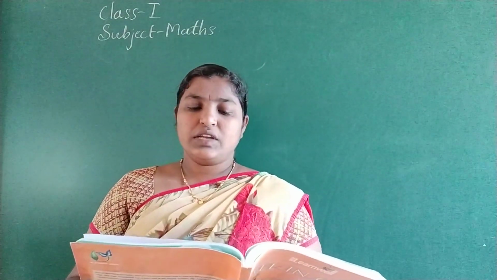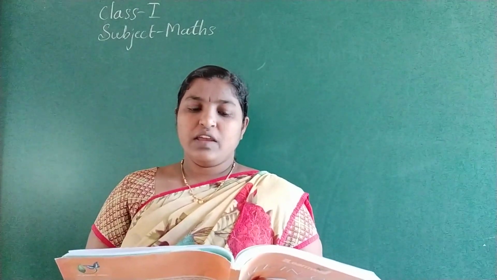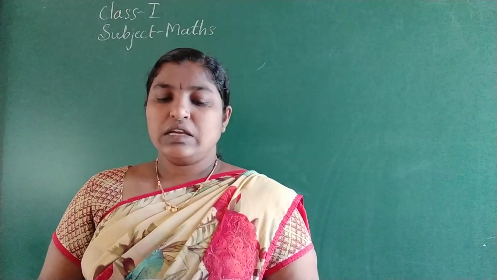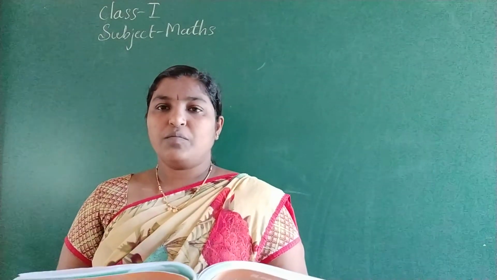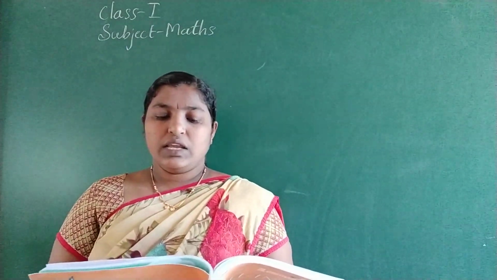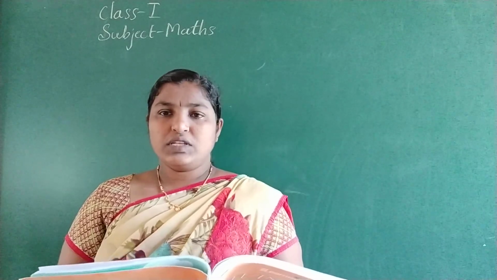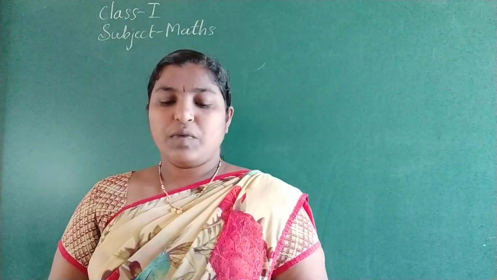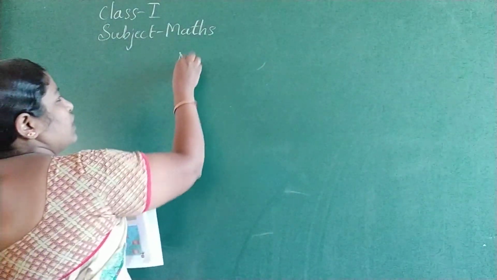5 can be written as the sum of two numbers, that is 0 plus 5 or 1 plus 4 or 2 plus 3 or 3 plus 2 or 4 plus 1 or 5 plus 0. Similarly, 3 can be written as the sum of two numbers, 3 plus 0 or 2 plus 1 or 1 plus 2 or 0 plus 3. So number combination.